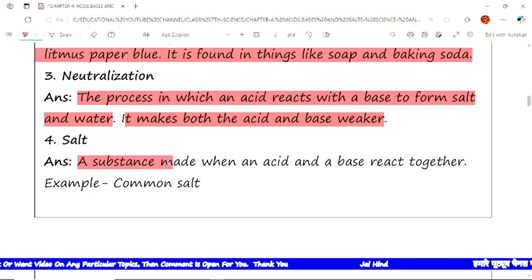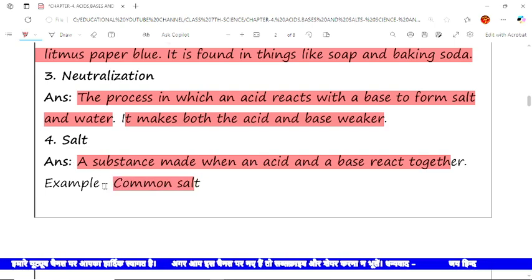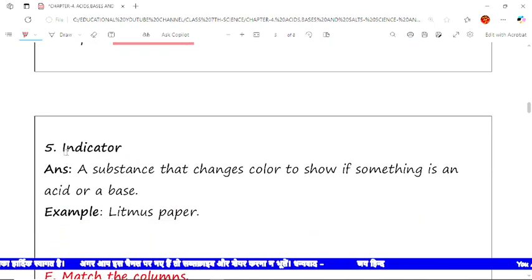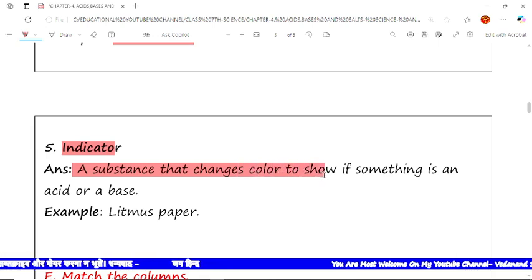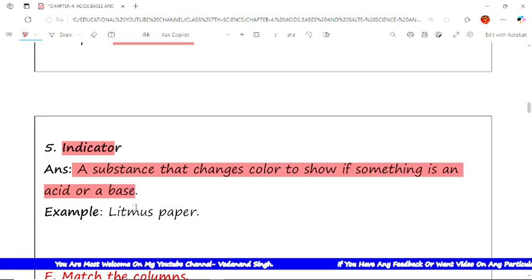Salt is a substance made when an acid and a base react together. Whenever acid and base react together, it forms a salt. The common example is common salt, which we eat at home. Now, the fifth one is indicator: a substance that changes color to show if something is an acid or base. It means an indicator is a substance which generally shows us whether a substance is an acid or a base. The example is litmus paper.